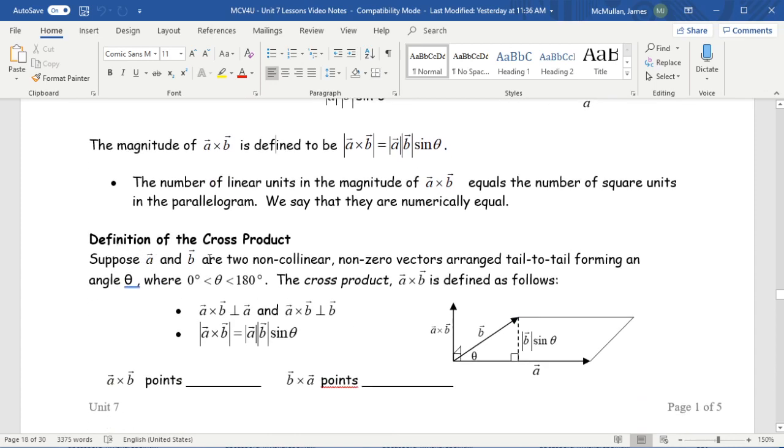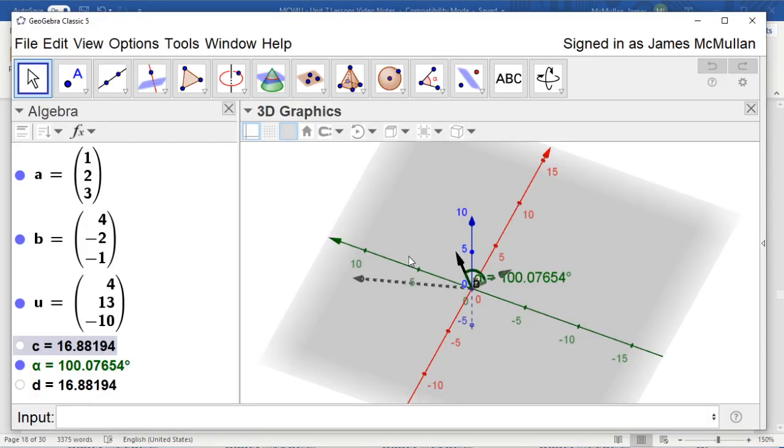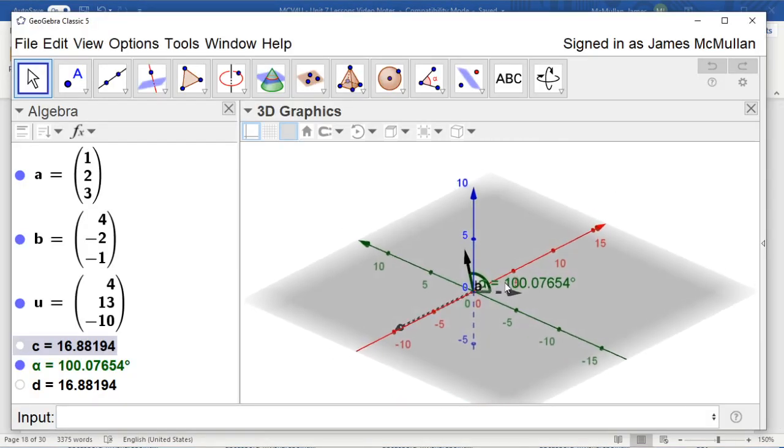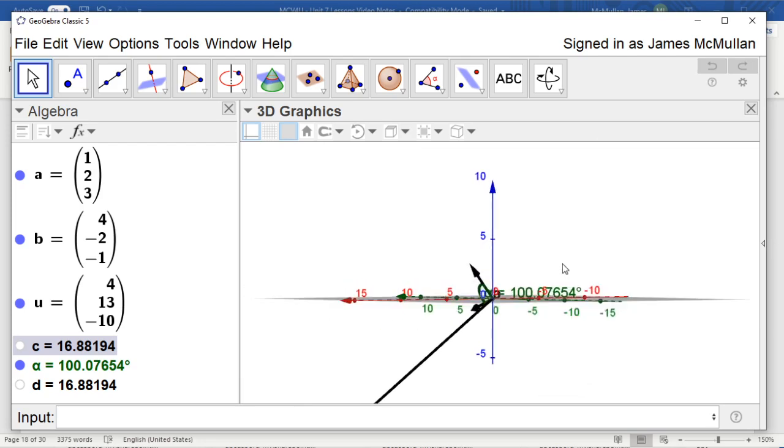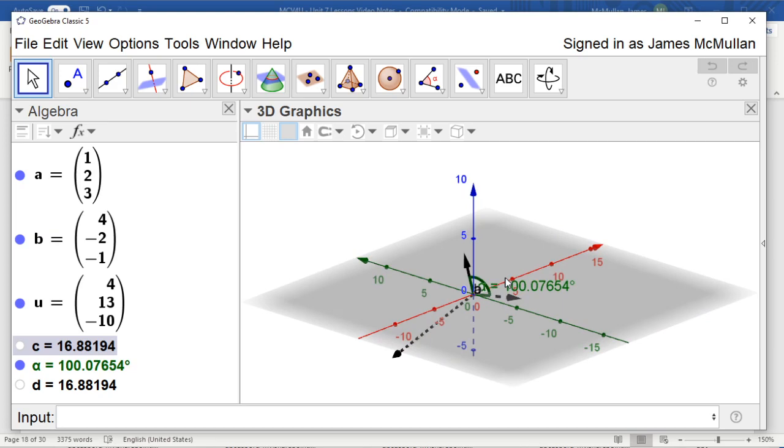Suppose A and B are two non-collinear, non-zero vectors. Why does it matter that they're non-collinear and non-zero? Of course, they can't be zero because any vector is perpendicular to zero. And they can't be collinear because if they're collinear, remember, collinear means parallel. How would the computer know what to draw if you wanted something that was perpendicular to two vectors that are collinear?